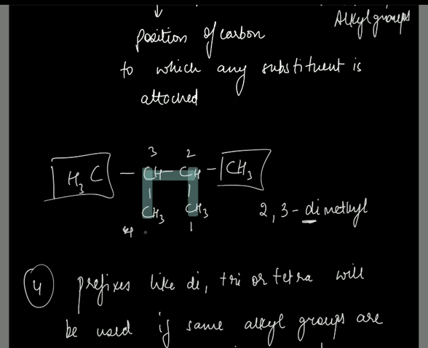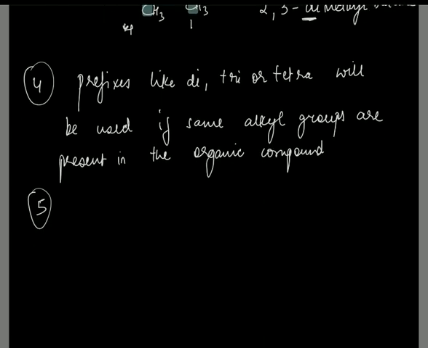Then what's the word root? How many carbon atoms in the main parent chain? Four, and all are single bond, butane. So 2 comma 3 dimethyl butane. Then we go to the next one.